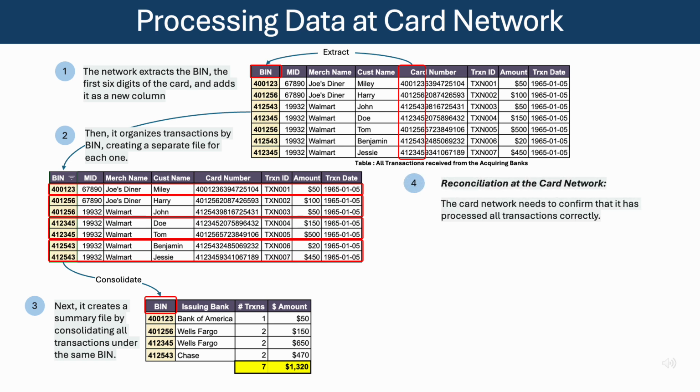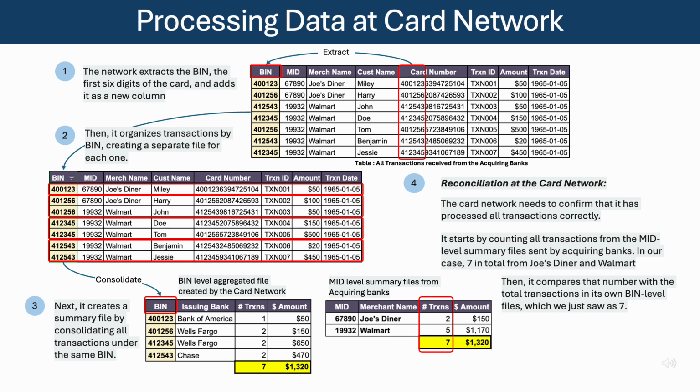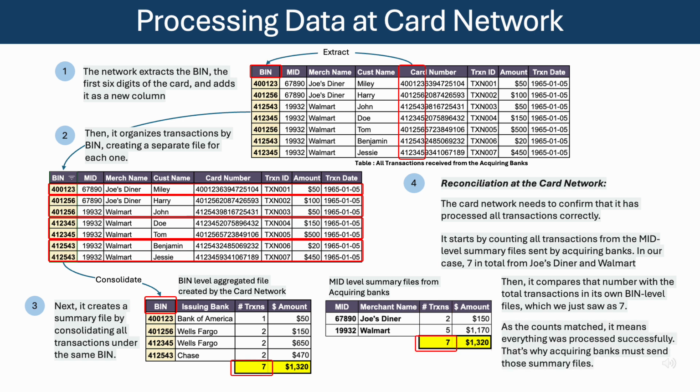Now comes reconciliation. The card network needs to confirm that it has processed all transactions correctly. It starts by counting all transactions from the mid-level summary files sent by acquiring banks. In our case, 7 in total from Joe's Diner and Walmart. Then, it compares that number with the total transactions in its own bin-level files, which we just saw as 7. As the counts matched, it means everything was processed successfully. That's why acquiring banks must send those summary files.